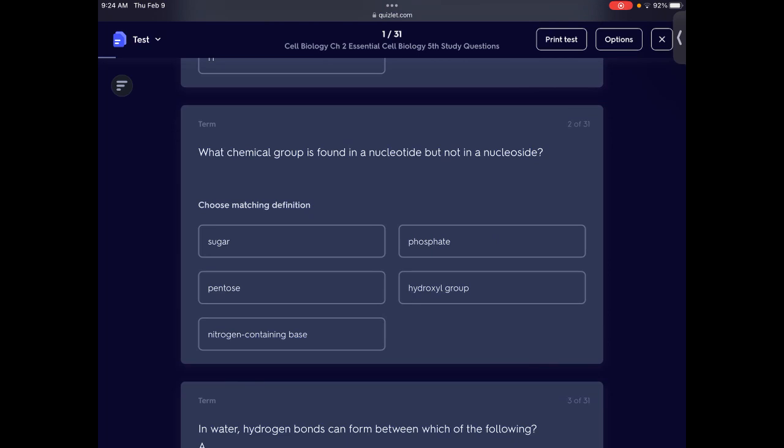What chemical group is found in a nucleotide but not in a nucleoside? Nucleoside and nucleotide. I think the phosphate group.